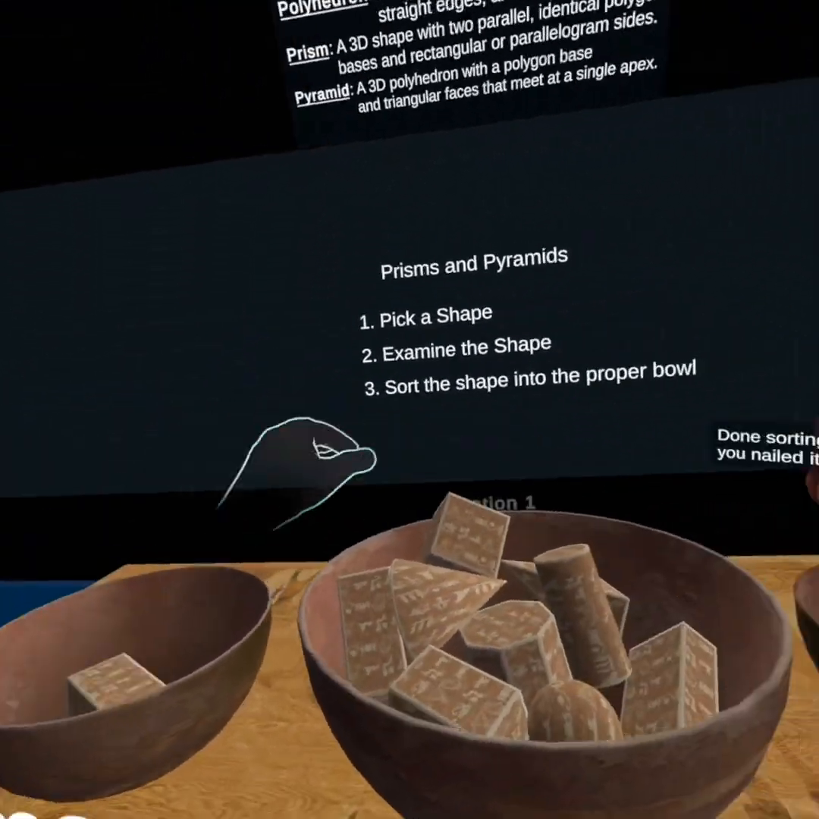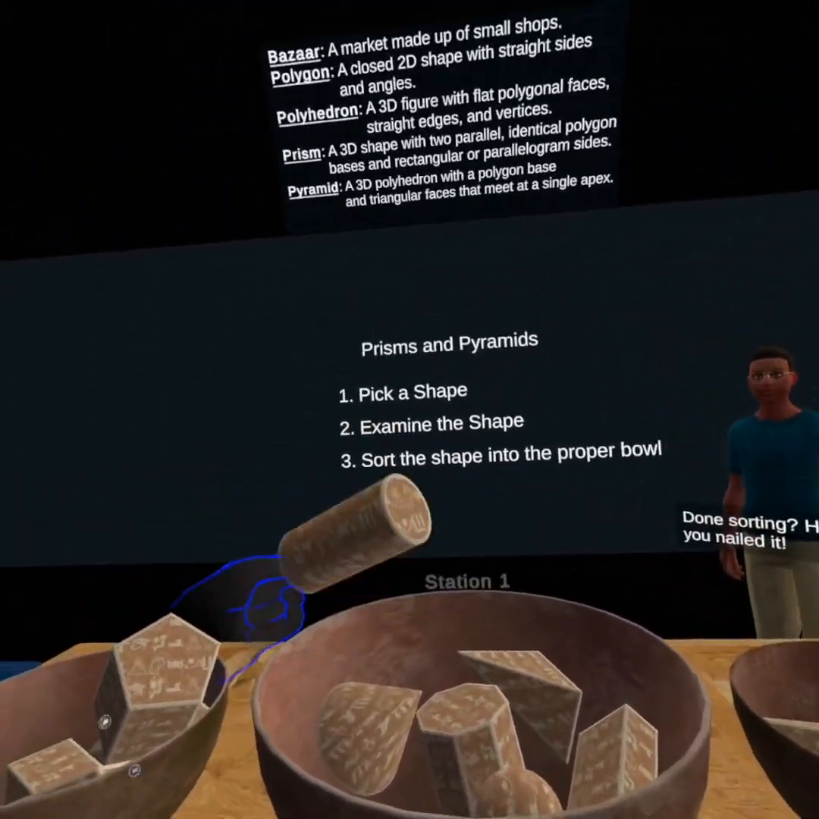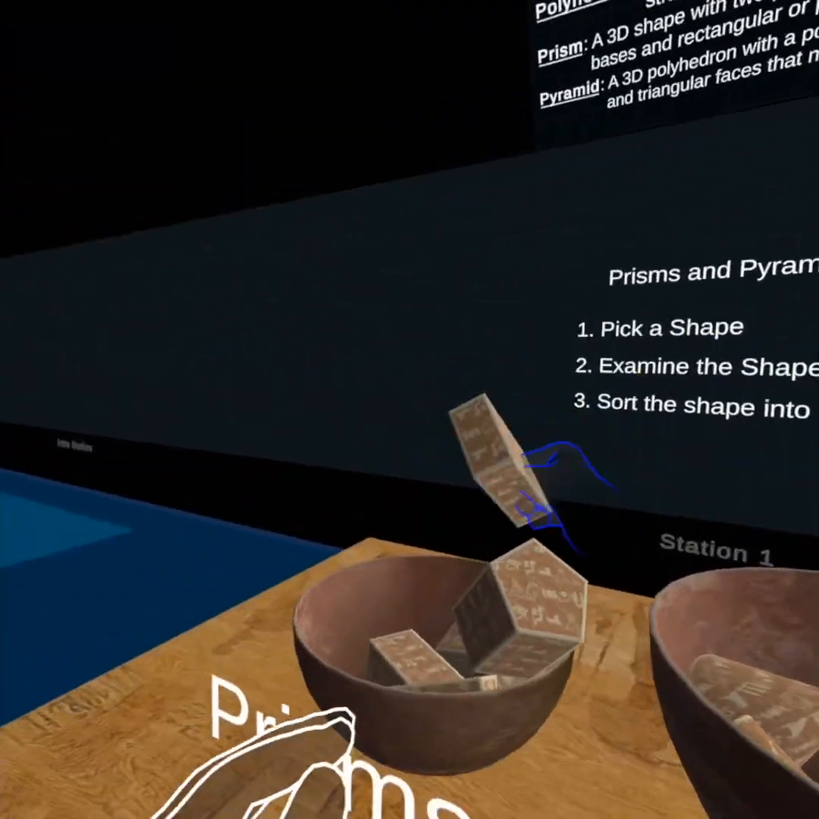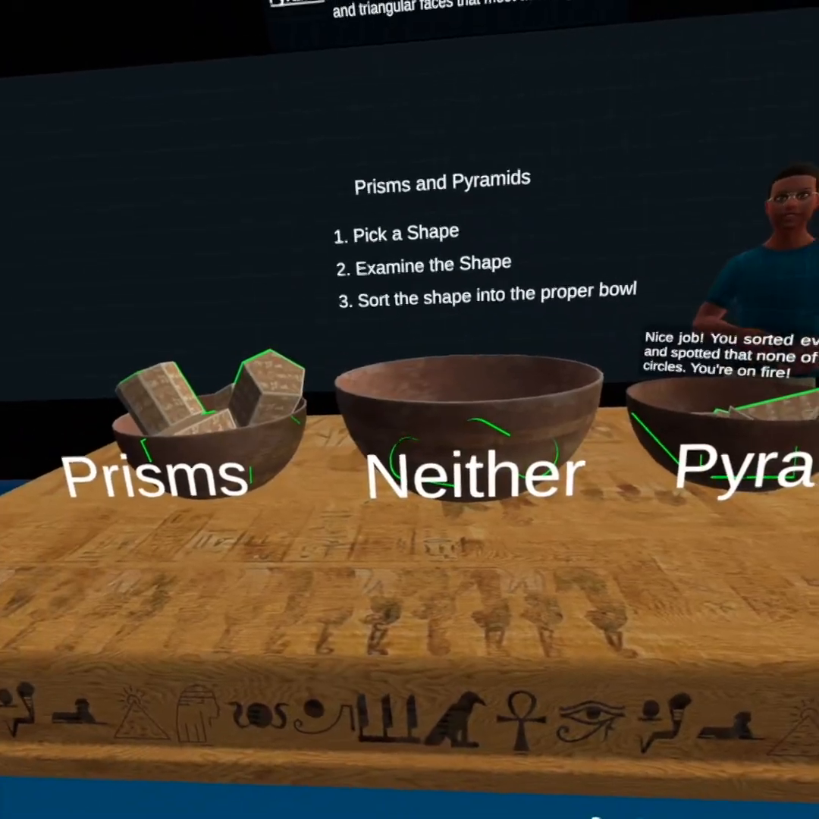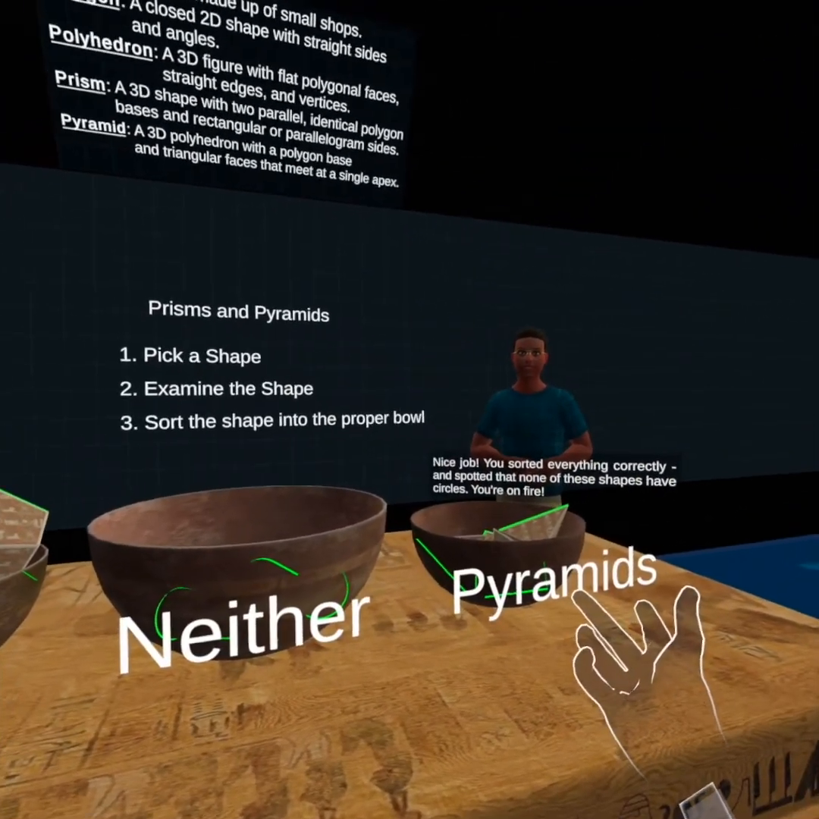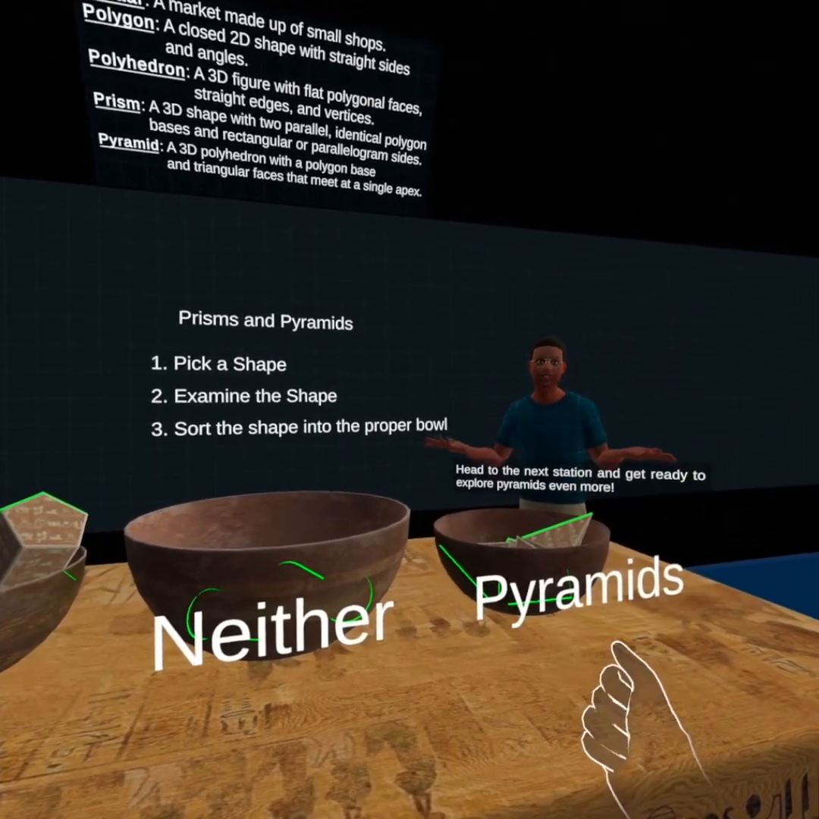Not a prism. Shapes to challenge students' understanding. You sorted everything correctly and spotted that none of these shapes have circles. You're on fire. Head to the next station and get ready to explore pyramids even more.